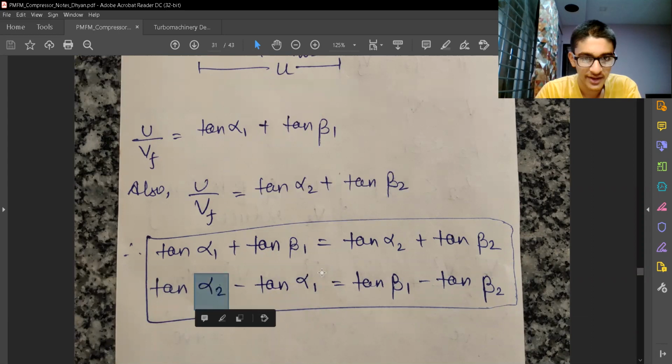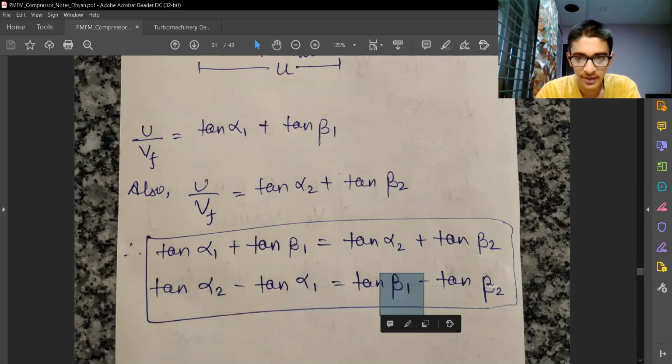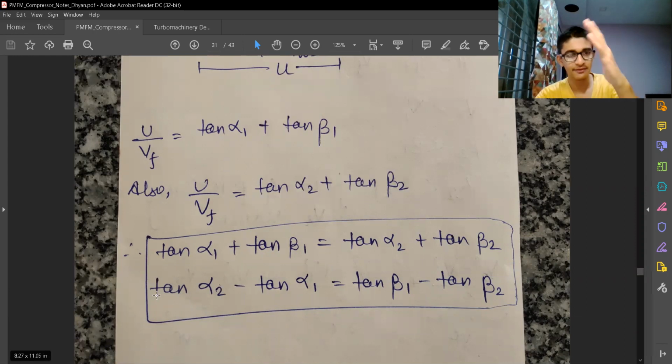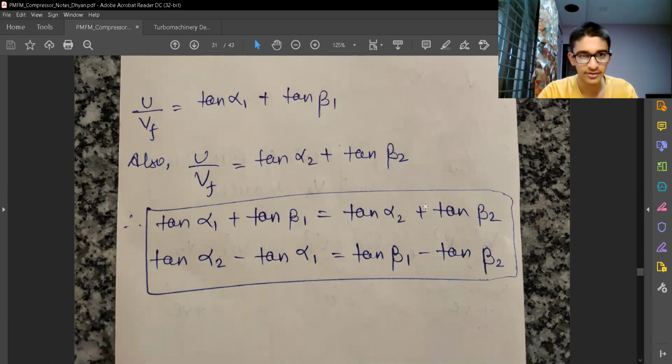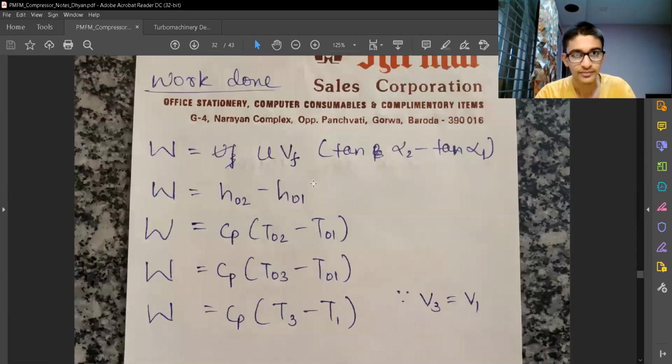So the larger angle minus the smaller angle, the larger angle minus the smaller angle. That's the rule. You must not remember anything else. These are very simple things. Larger minus smaller will give me a positive value, and tan is an increasing function from 0 to 90, so a larger angle means a larger value. So this side is also positive, this side is also positive. That's how you can remember things. Now next we'll see the work done.